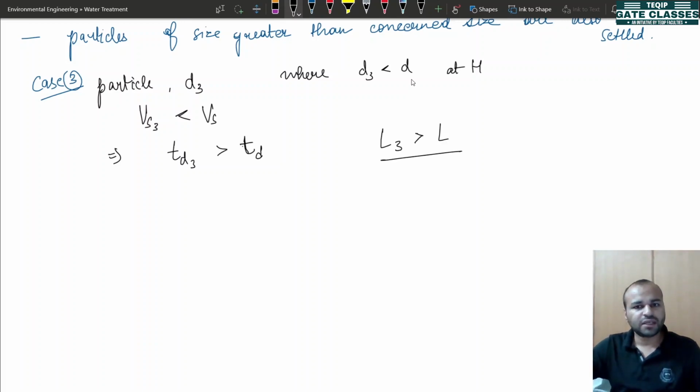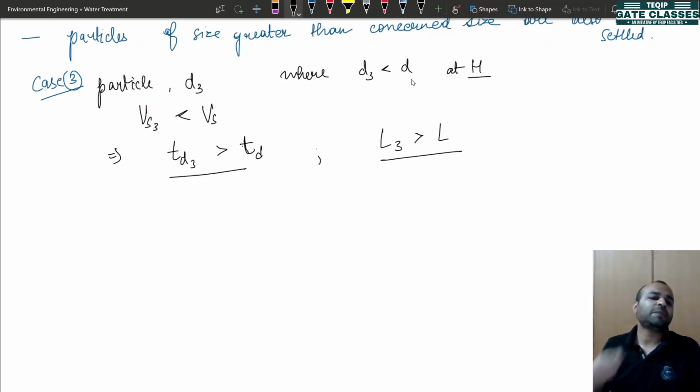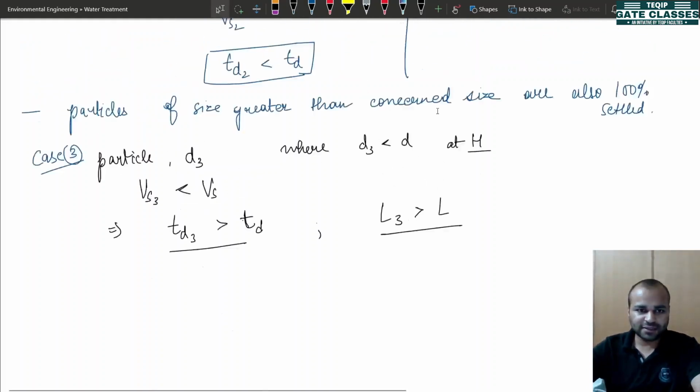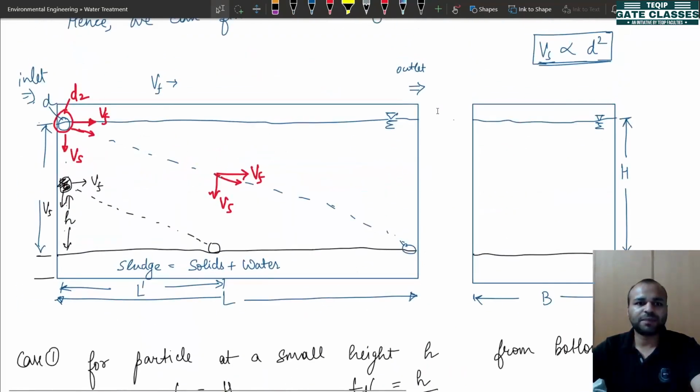Now based upon this analysis, we can conclude that definitely the particles which are of smaller size and are at the height of h will not be able to be settled. ये पार्टिकल्स रिमूव नहीं हो पाएंगे. ठीक है, ये बात आप समझ गए, क्योंकि इनको डिटेंशन टाइम भी ज्यादा चाहिए और लेंथ भी ज्यादा चाहिए टैंक में. Now try to analyze this same condition through this diagram.